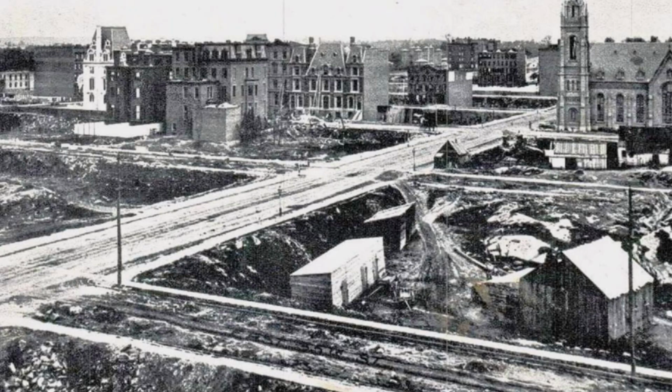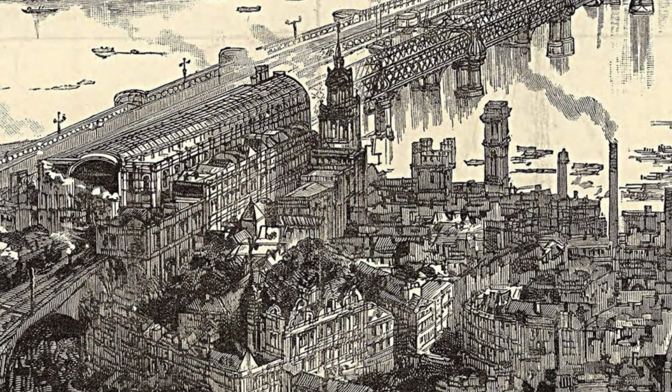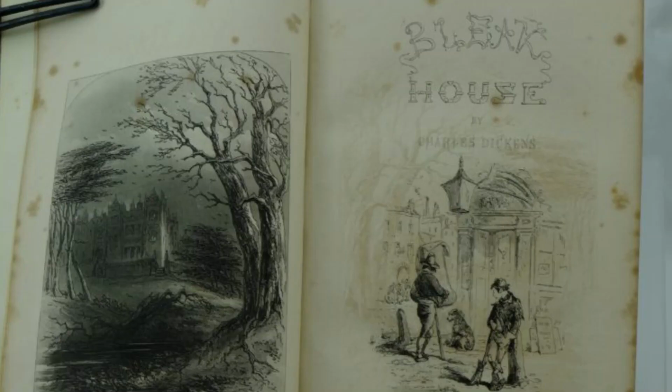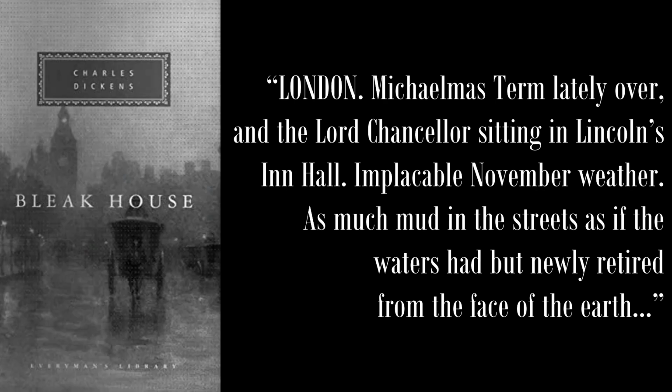Applauded by literary scholars for his use of fog as an opening simile and metaphor to paint a portrait of London as a corrupted hub amidst burgeoning industrialization, many often overlook that Charles Dickens's 1852 novel Bleak House actually opens with a different image. London, Michaelmas term lately over, and the Lord Chancellor sitting in Lincoln's Inn Hall. Implacable November weather. As much mud in the streets as if the waters had but newly retired from the face of the earth.